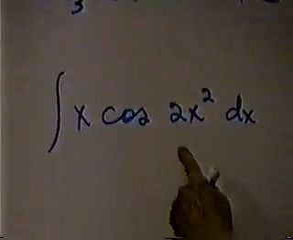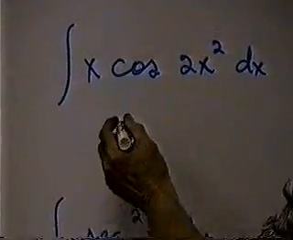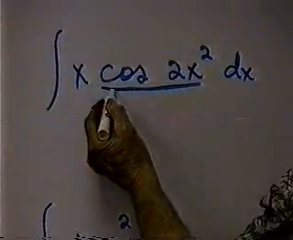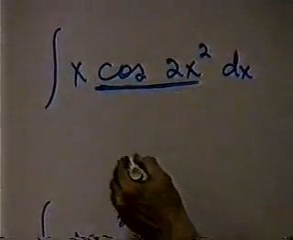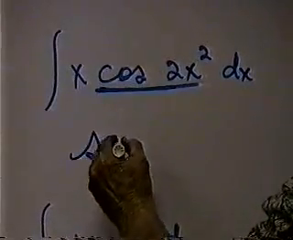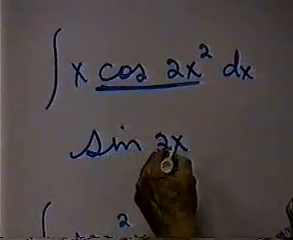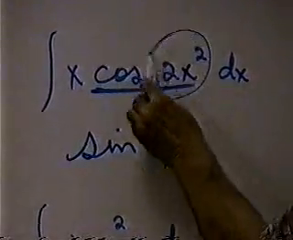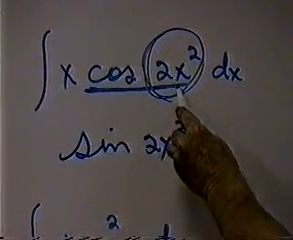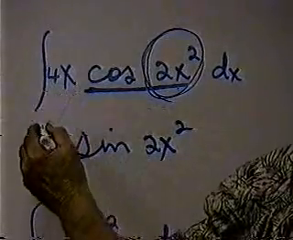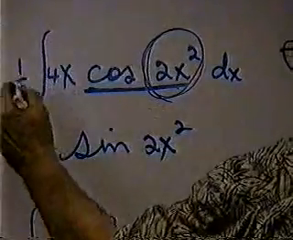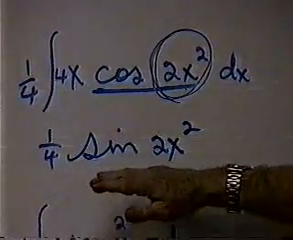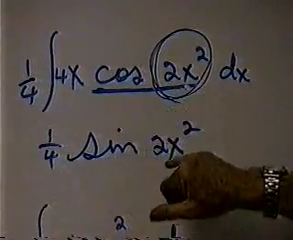Okay, this looks like we have a product here, but we really don't, because we're trying to find the antiderivative of the cosine. The antiderivative of cosine is sine if we have the derivative of the angle. The derivative of the angle is 4x, so we'll put a 4 there and a 1/4 out in front. So my answer is 1/4 sine of the angle.